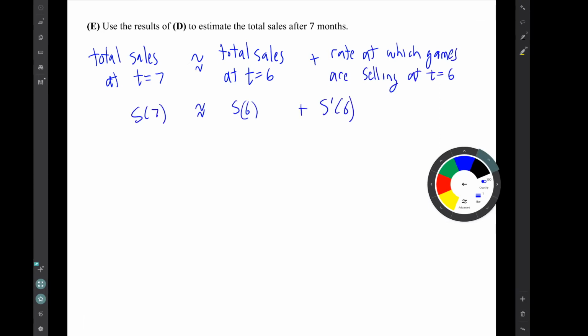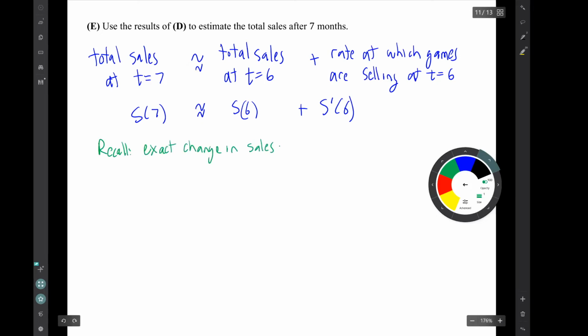So that is, the total sales at time 7 would be roughly S(6) plus S'(6). Now, we've actually seen this before, but presented in a slightly different way. Maybe I'll put the review in green. The exact change in sales from time 6 to time 7 would be denoted by this symbol, delta S.